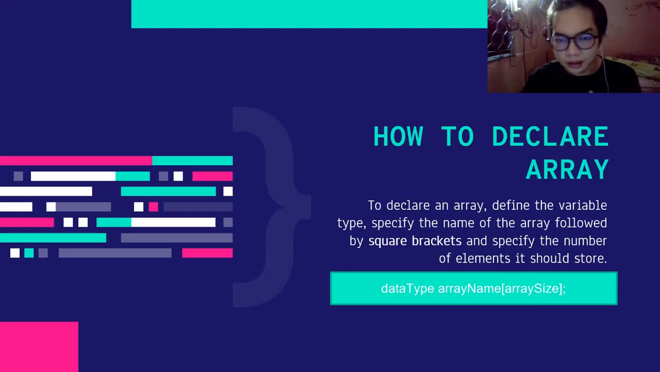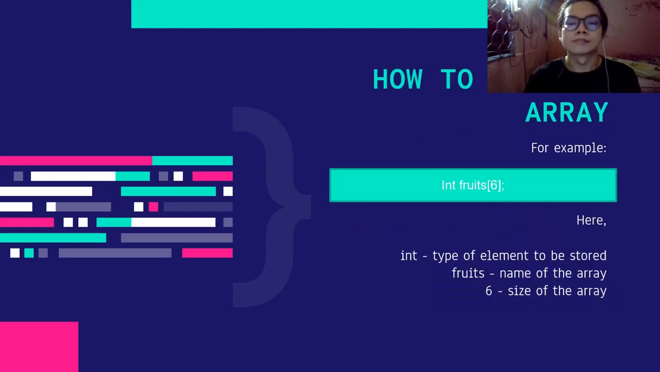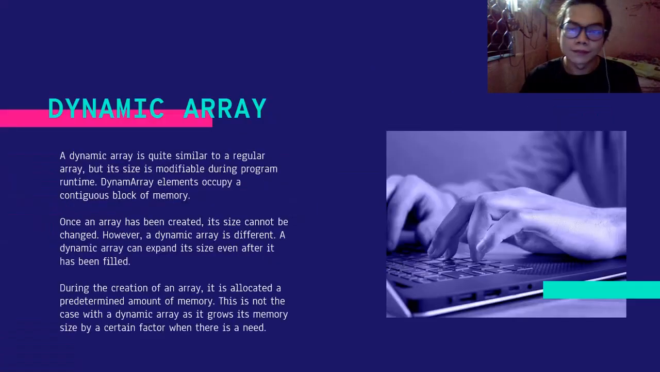And how to declare an array? To declare an array, define the variable type, specify the name of the array, followed by square brackets, and specify the number of elements it should store, like data type, array name, square brackets, and array size, and don't forget the semicolon. For example, int fruits[6]. Here, int means the type of elements to be stored, fruits is the name of the array, and 6 is the size of the array.